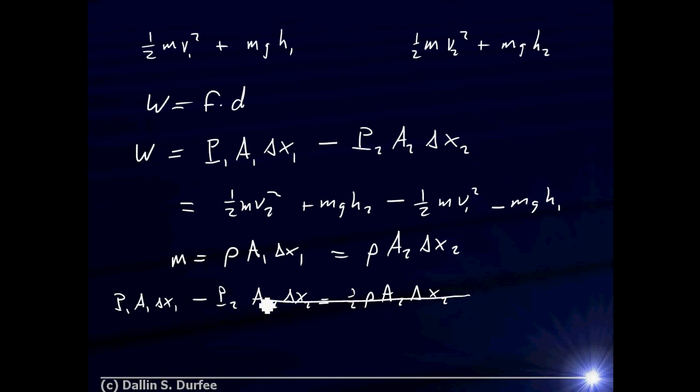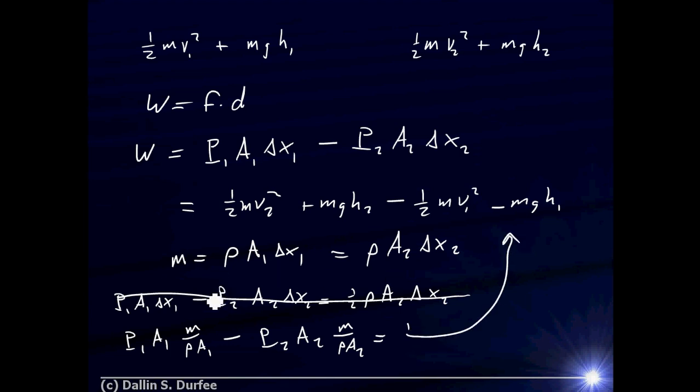No, you know what? This is going to work easier if I replace delta x1 and delta x2 with mass. So let's do this. So the work is going to be pressure 1, area 1, and then delta x1 is just going to be mass divided by rho area 1, minus this thing right here, pressure 2, area 2, and then delta x2 is just going to be mass divided by rho area 2, and that's got to equal this thing right there, all right? When we do that, notice the area 1 cancels out and area 2 cancels out, all right?